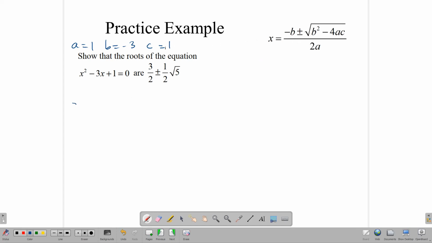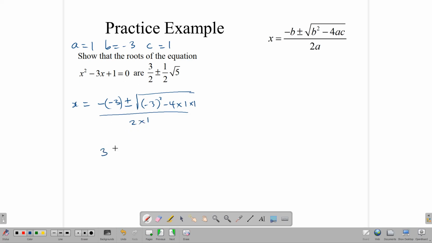So x would be equal to minus b. B here is minus 3, plus or minus, that's in the formula there, the square root of b squared, that's negative 3 squared, minus 4 times 1 times 1, that's a times c, and all of that over 2 times 1.